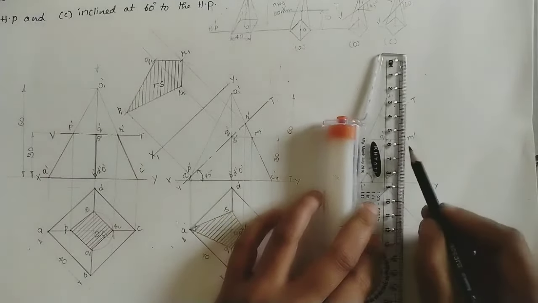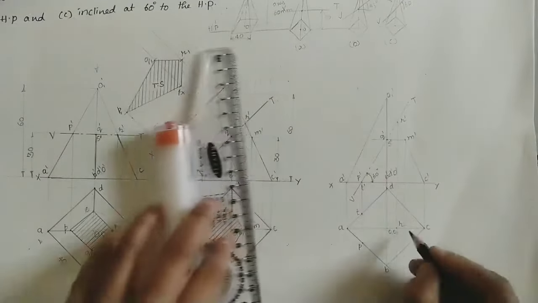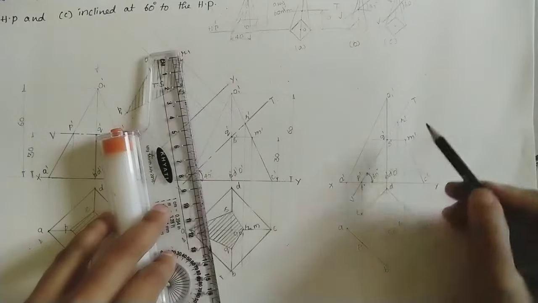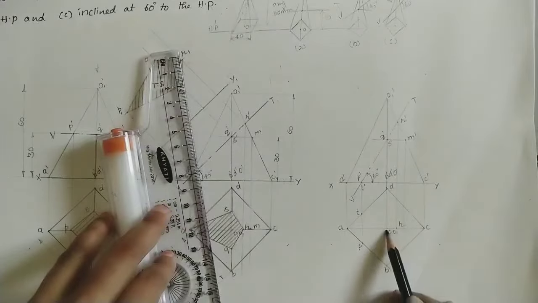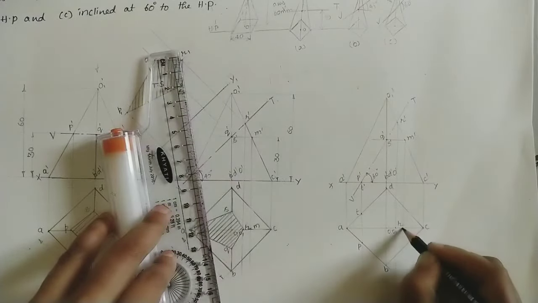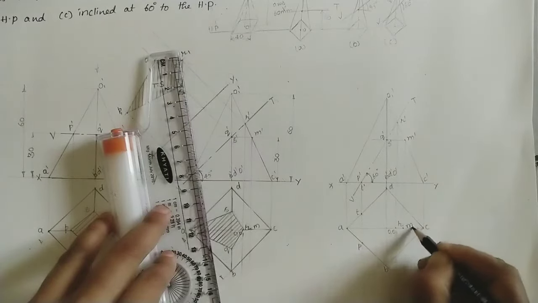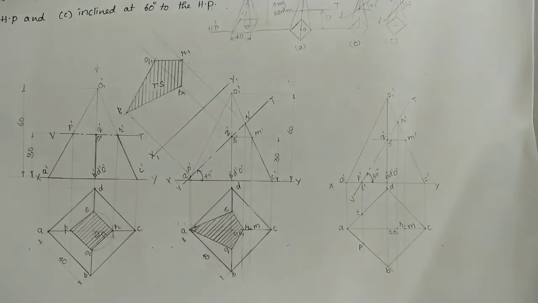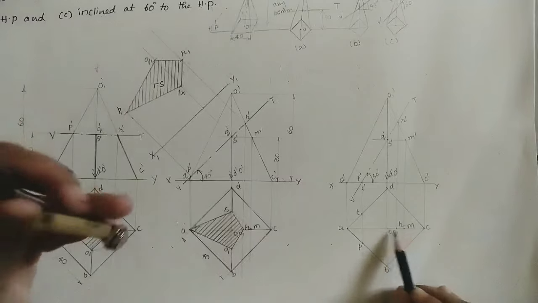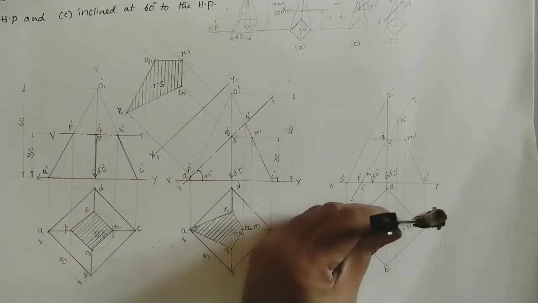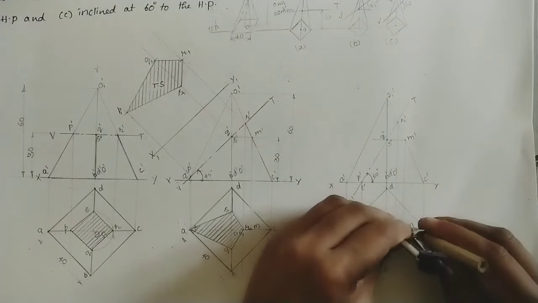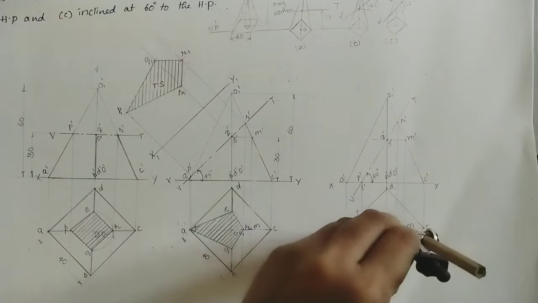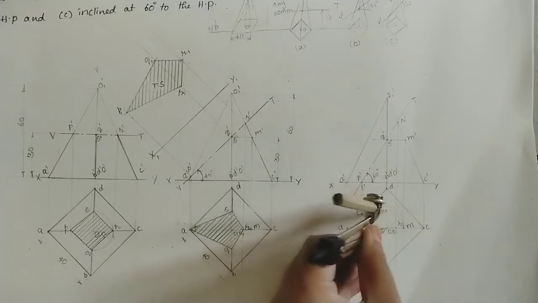At M dash, do the line. Where is M dash? M dash is on OC. Up to the OC line, take this point as M point. Okay. By using compass, take OM length. Take OM length, do an arc up to this axis line.